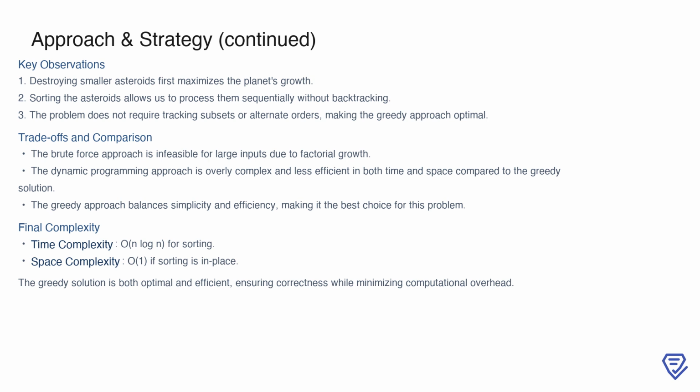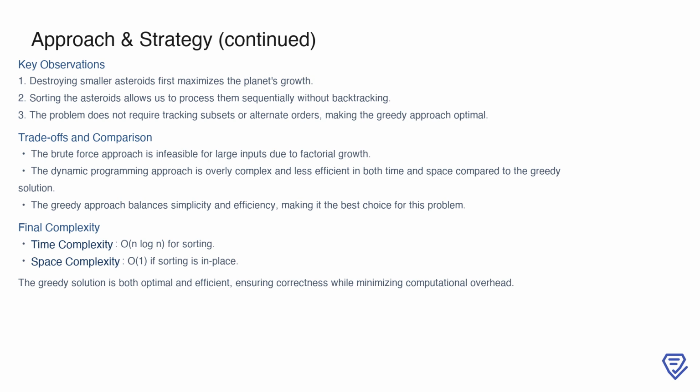First, destroying smaller asteroids first ensures that the planet's mass grows as quickly as possible, maximizing its ability to destroy larger asteroids later. Second, sorting the asteroids allows us to process them sequentially in a single pass, eliminating the need for backtracking or exploring alternate orders. This simplicity is what makes the greedy approach not only optimal but also easy to implement. Importantly, the problem does not require us to track subsets or alternate orders of destruction, which is why more complex strategies like dynamic programming are unnecessary.